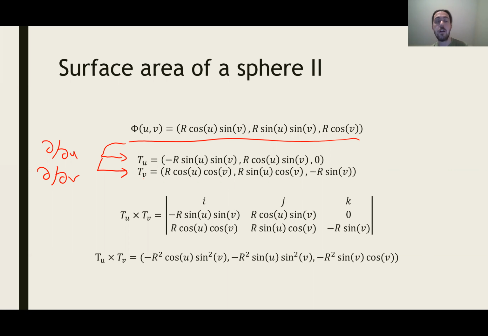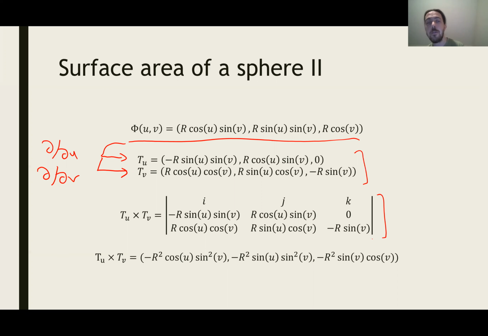The tangent vector with respect to v is given by taking the v derivatives. R cos u sine v turns into r cos u cos v. R sine u sine v turns into r sine u cos v, and r cos v turns into minus r sine v. So that's the first thing we had to do: figure out these two tangent vectors. Next, we're supposed to take their cross product.